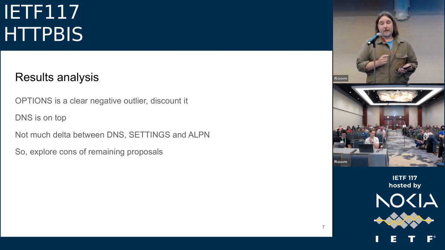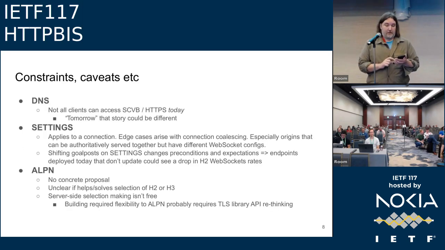So anyway, back to this. We wanted to discount options. We don't want to spend too much time on that. DNS was on the top. There wasn't much delta between those things. Is that within a margin of error or not? Let's try and explore some of the cons, some of the practical deployment considerations that these things have, amongst the people in the design team, but others in the working group might not. And if so, come discuss.